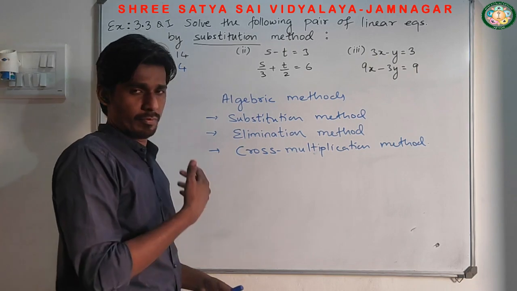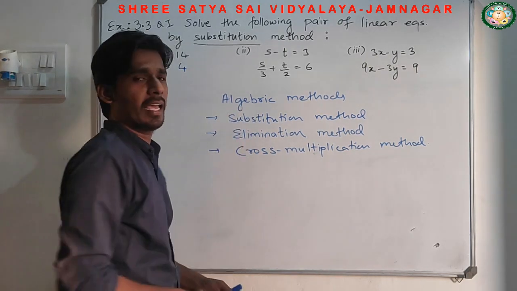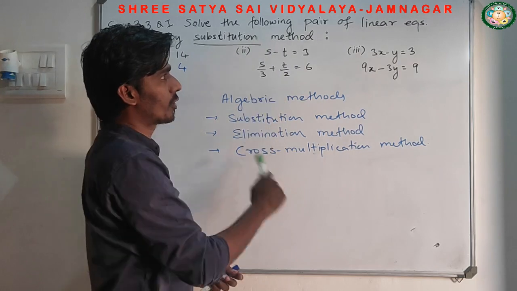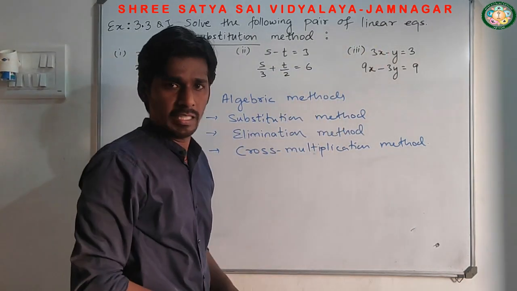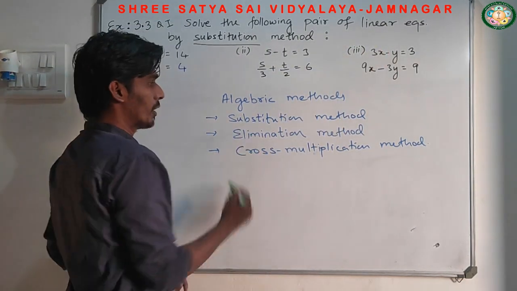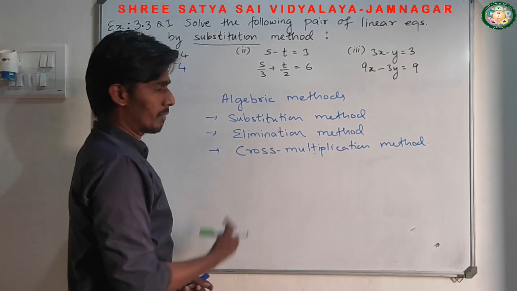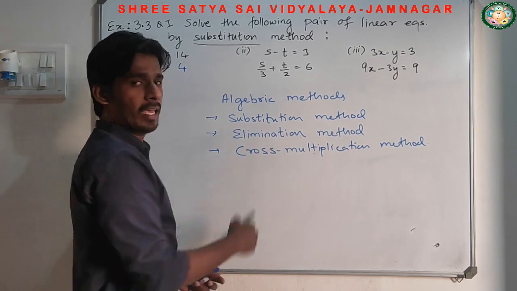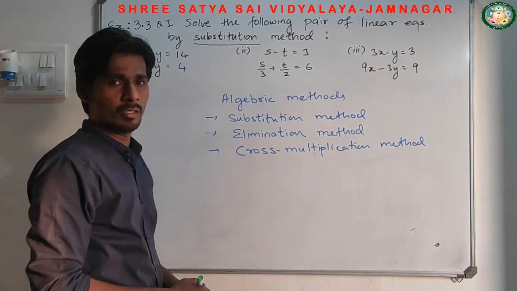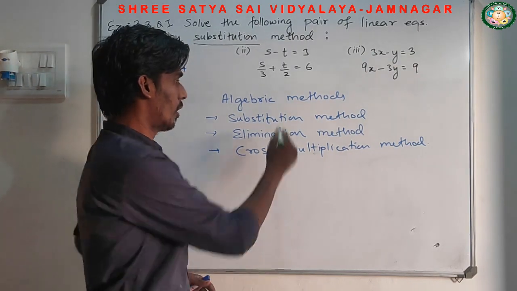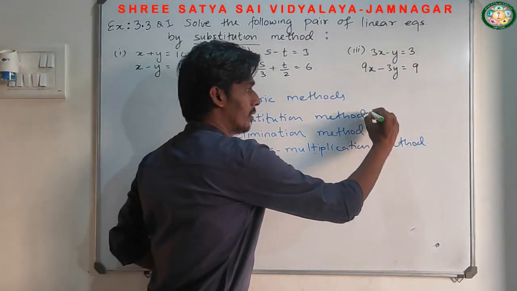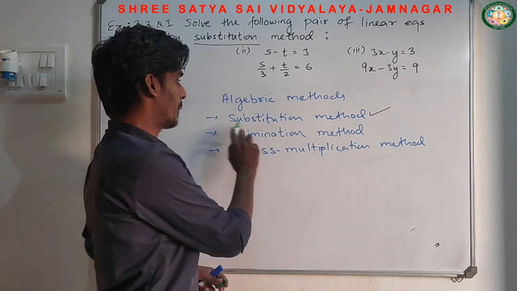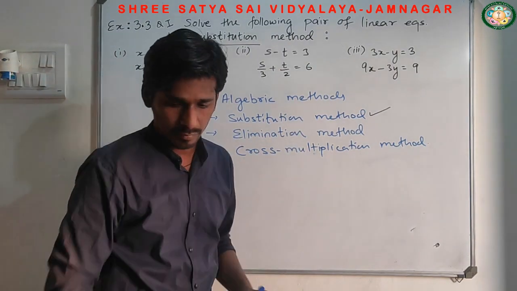Now the next three methods are algebraic methods. Without using a graph, the methods we are going to use to find the solution for any linear pair of equations in two variables are algebraic methods. The first method is substitution, the second is the elimination method, and the third is the cross multiplication method. Out of these three, today we are going to solve sums based on the substitution method.